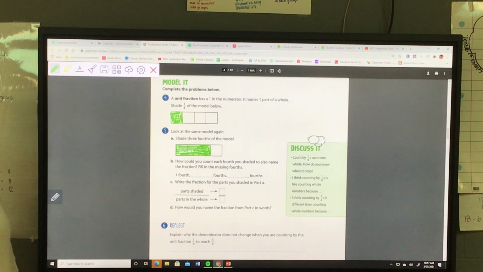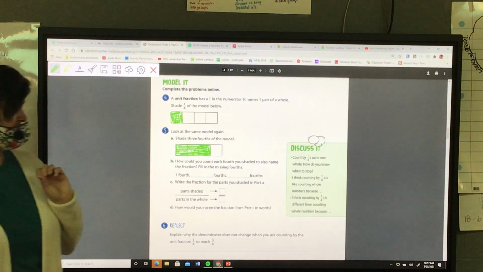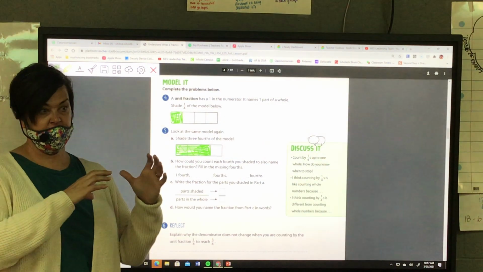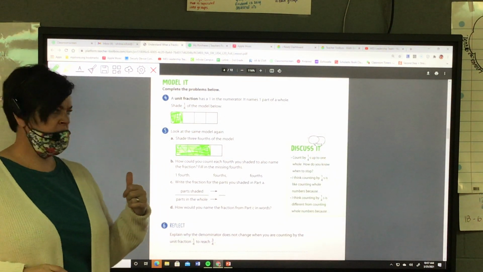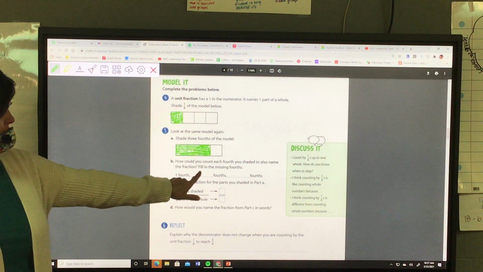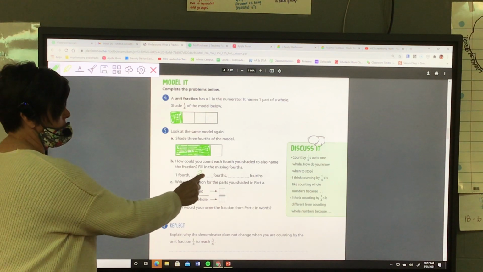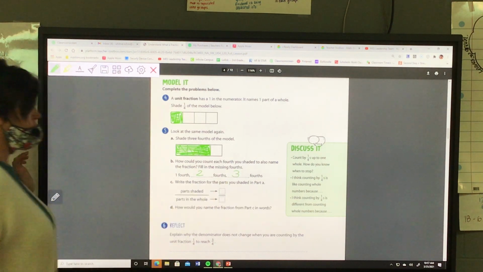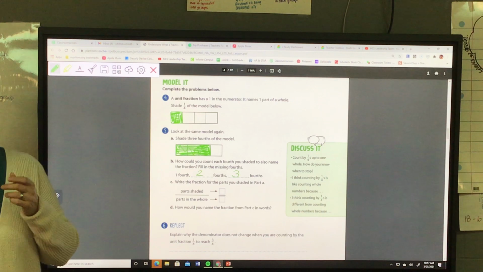Read part B with me, everybody. How could you count each fourth you shaded to also name the fraction? Fill in the missing fourths. So we're talking about the fourths that we shaded. And how many fourths did we shade? 3. So 1/4. What are we going to put here? 2/4. What would be next? 3/4. We shaded 3/4.